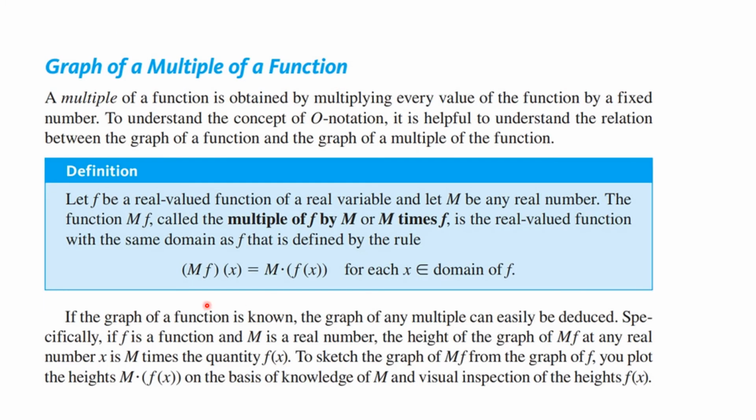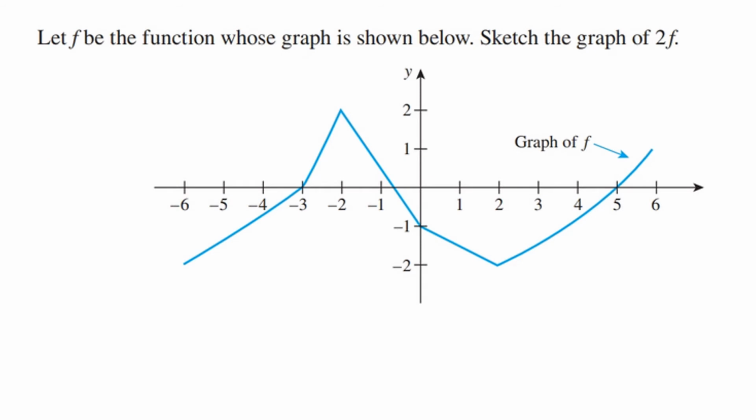Okay, now we can talk about the multiple of a function, and here's just a definition about that. We say f is a real valued function and m is a real number. Then the multiple m times f of x is just m times f of x for each x in the domain. And so you should be able to understand what this multiple means, and let's look at an example of it. So here's a function whose graph is shown below.